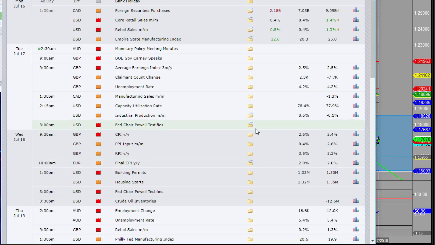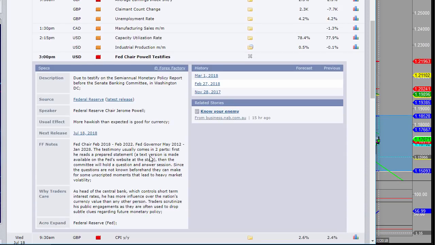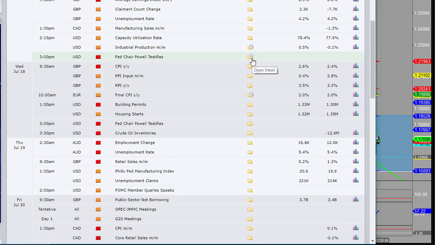Until 3 p.m., when we've got Fed Chair Powell testifying at the Senate Banking Committee. Normally it comes in two parts. He reads a prepared statement, which is out. I believe the text version is released literally at the start. It used to be a bit earlier, and it has been known to come out 30 minutes early, so we just need to watch out for any volatility beforehand. Generally the document comes out and the price moves from the document and not from what he's saying. But it can move later as well, of course, if he gets questions.